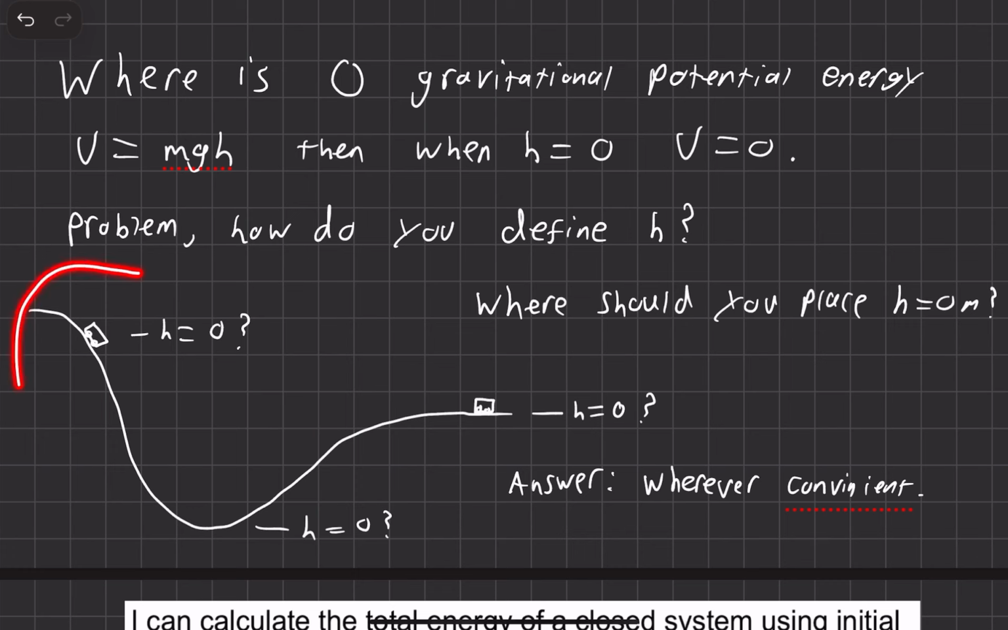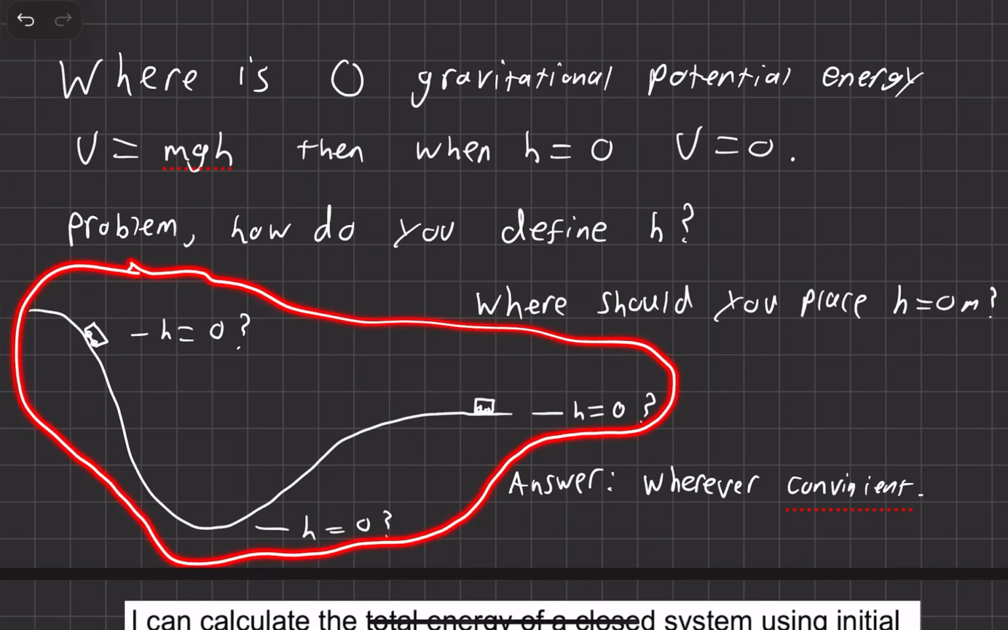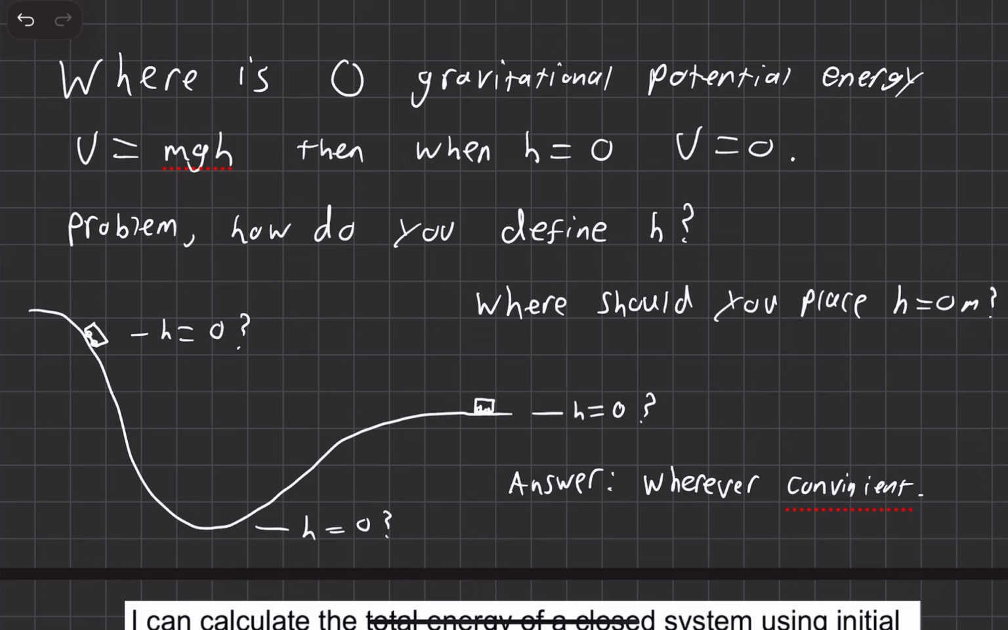Let's take this situation right here where we have this roller coaster. Where should we set a height of zero? What makes the most sense? Now, I think most people would agree that height of zero does not make any sense to put at the top of the roller coaster. Now, you can do this and the math works out just fine, but it's not the most convenient. It doesn't make the most sense to us.